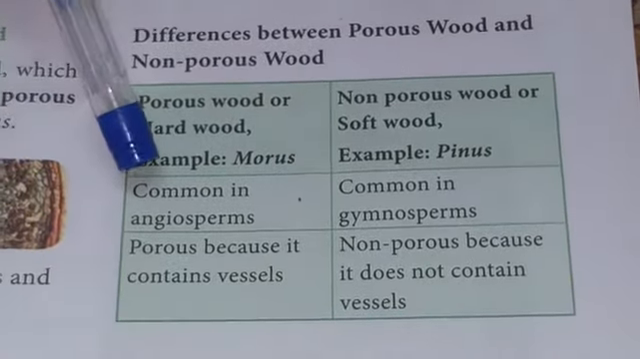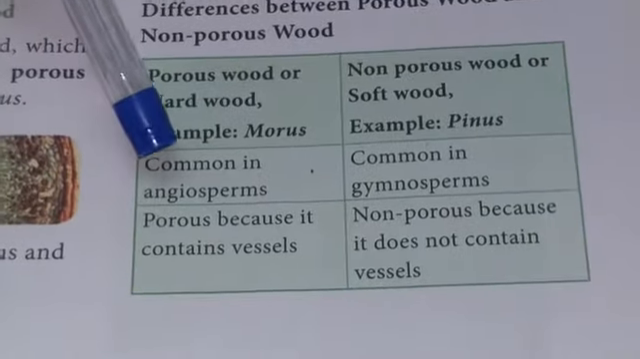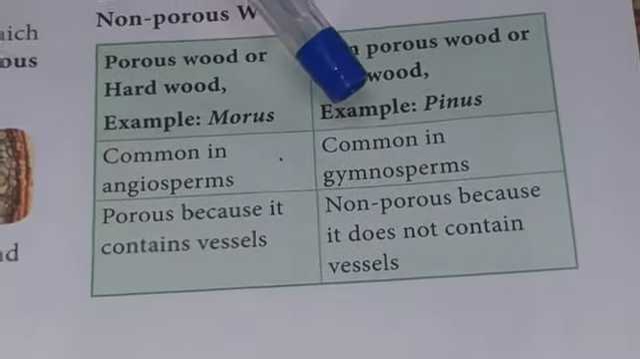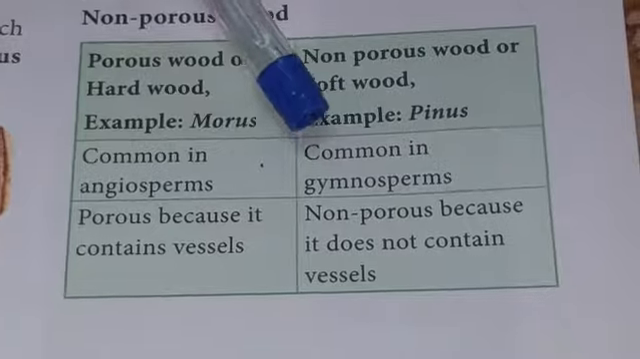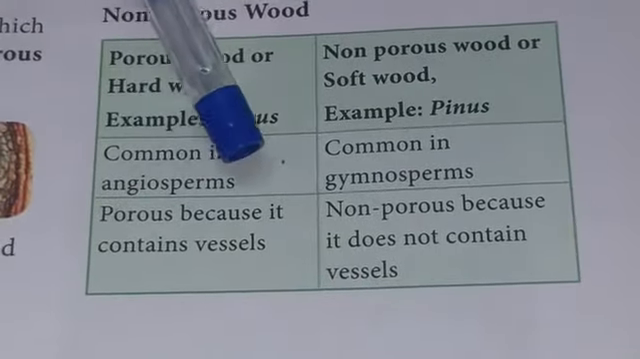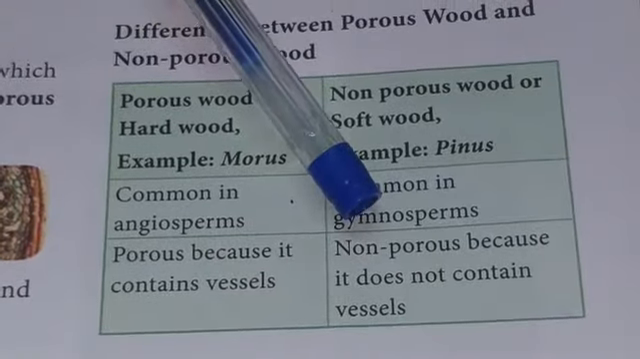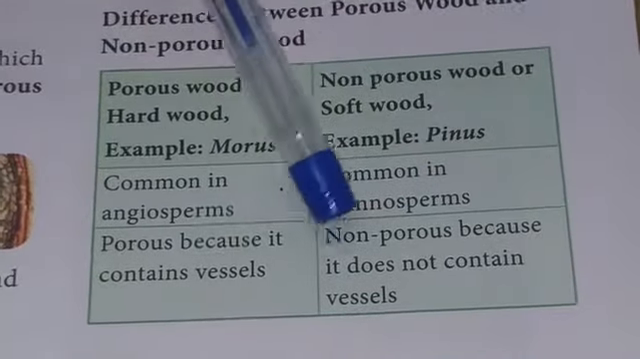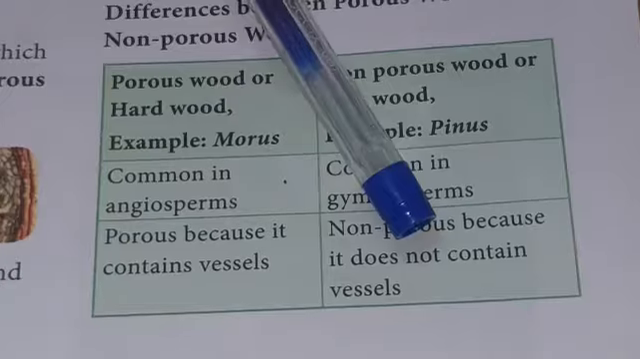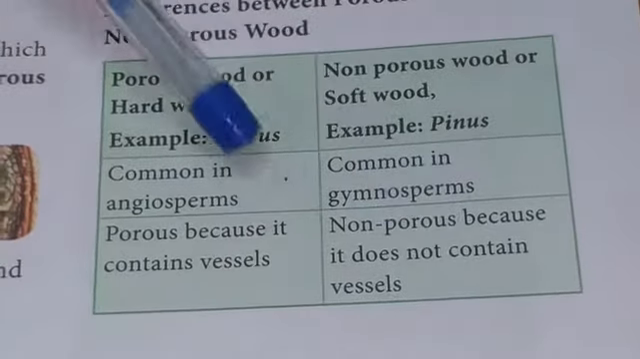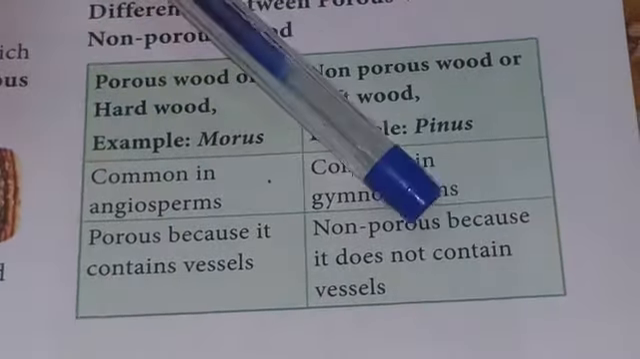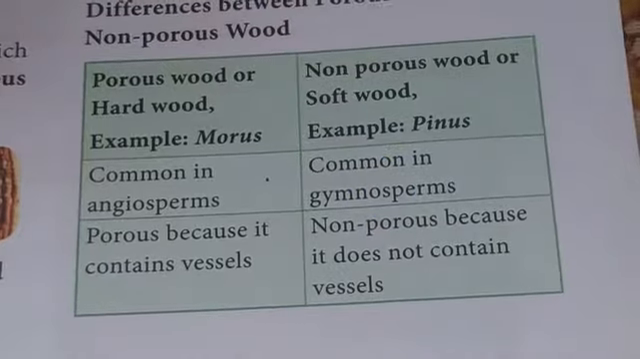Porous wood is commonly seen in angiosperms. Non-porous wood is seen in gymnosperms. The porous wood becomes hard because it contains vessels. The non-porous wood is soft in nature because it does not contain vessels. Instead of vessels, they have tracheids.